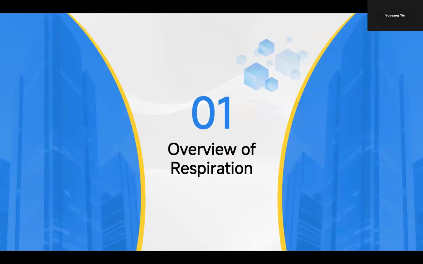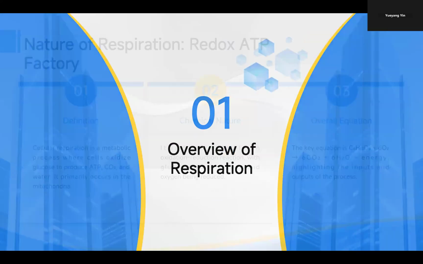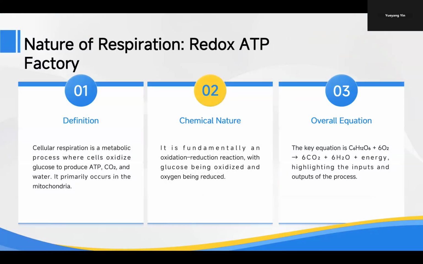So, what is it? Cellular respiration is a metabolic process where cells oxidize organic molecules, primarily glucose, to produce ATP. Its main factory is the mitochondria. This overall equation summarizes the transformation: one glucose plus six oxygens yield six carbon dioxides, six waters, and energy.